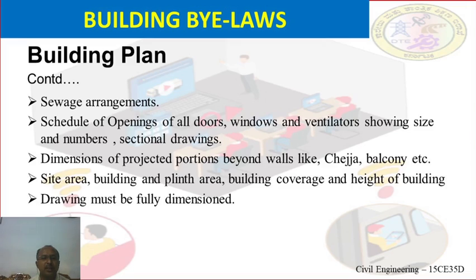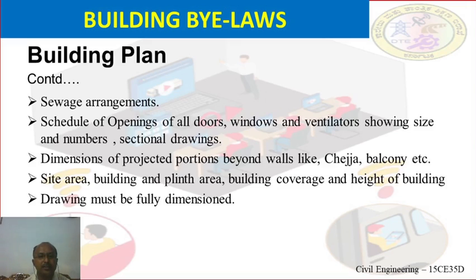And the site area, building and plinth area, building coverage and height of the building. That means here the site area, building and plinth area, building coverage area and height of the building also shall be shown in the building plan. That means the total plinth area is going to be calculated, and building coverage area and built up area must be shown in the building plan. So if you are providing all the details, then only you are going to get the permission from the competent authority to proceed with the construction.